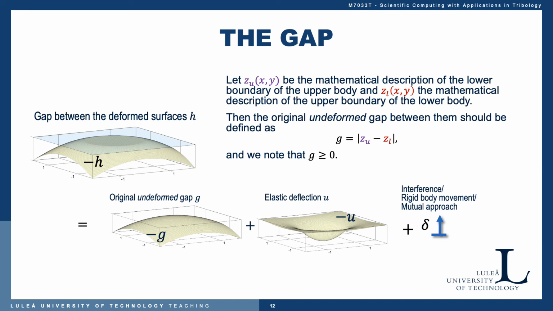Let us add a few more details to this. The upper boundary of the lower body has already been defined as ZL. Now let's also define ZU as the lower boundary of the upper body. Then the original undeformed gap between the two bodies should be defined as the absolute value of the difference ZU minus ZL. And we know that G is non-negative, always greater or equal to 0.